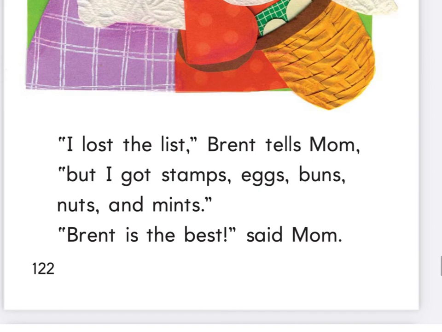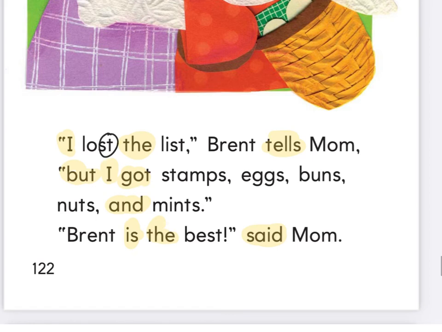All right, highlighter, what do we need to highlight? The I. I and... We could do got, that's fine. Is the. Said. Tells, very good, yep. Good job. But is one of our sight words as well. All right. Get those ones highlighted. I, the, tell, but, I, got, and, is, the, said. Highlighters down and pencils ready.